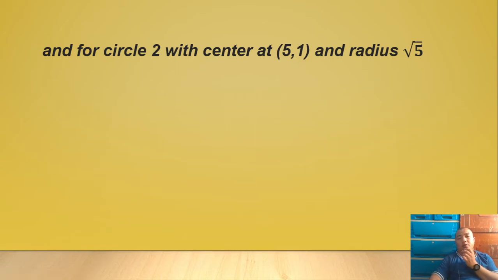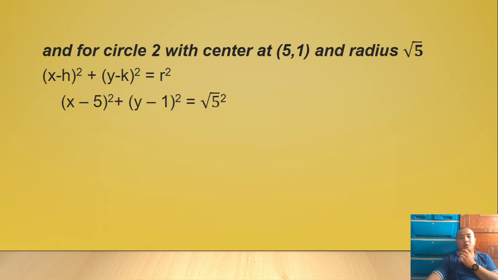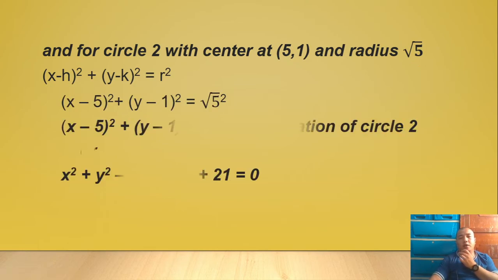Now for circle 2 with center 5, 1 radius square root of 5, what is the equation? Substitute in the standard form of the equation of circle. So we have x minus 5 quantity squared plus y minus 1 quantity squared equals 5. Or x squared plus y squared minus 10x minus 2y, 25 plus 1, 26 minus 5 is 21. Positive.